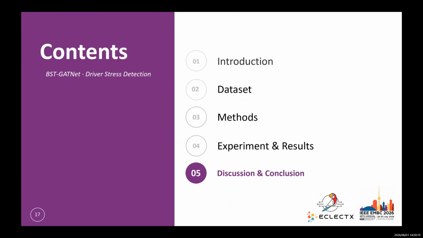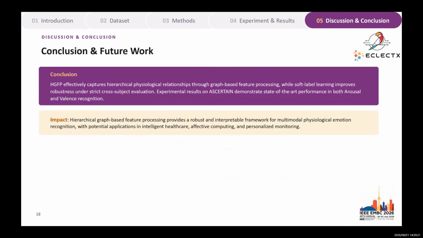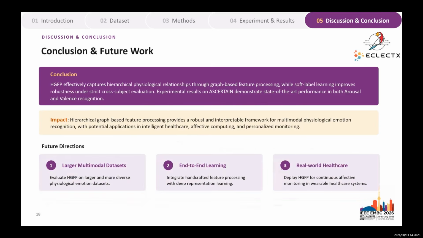Then let's go to the final conclusion part. To conclude, we propose HGFP, a hierarchical graph-based framework for cross-subject emotion recognition using multimodal physiological signals. By combining hierarchical graph-based feature processing with soft-label learning, our method achieves robust, accurate, and interpretable emotion recognition.